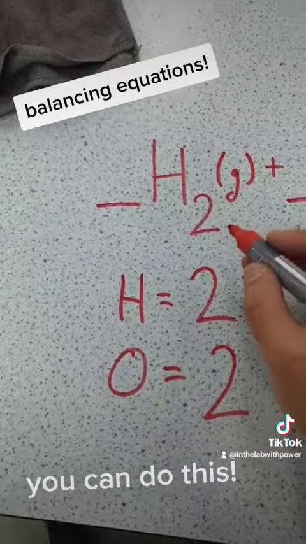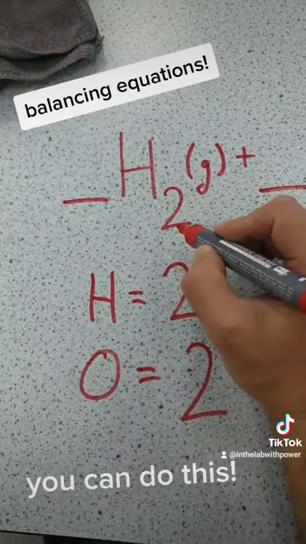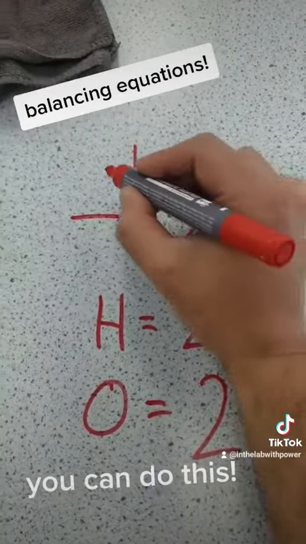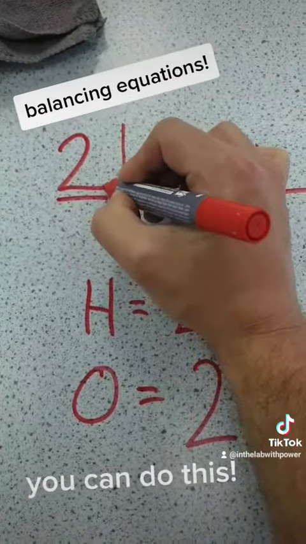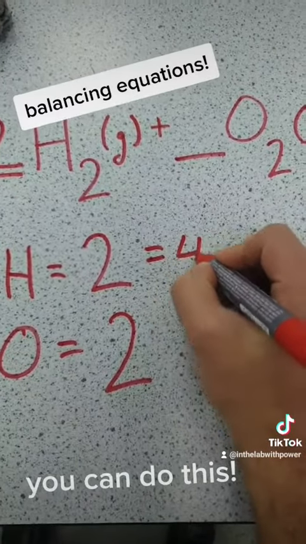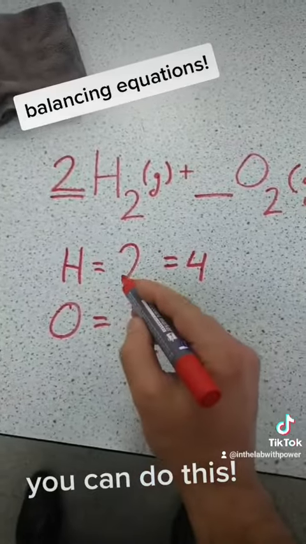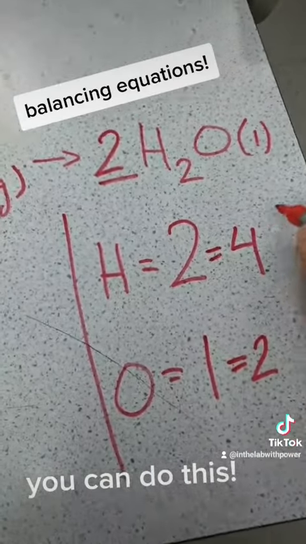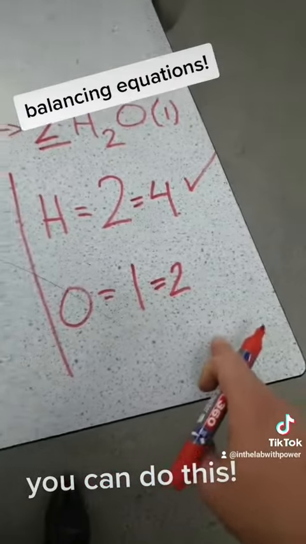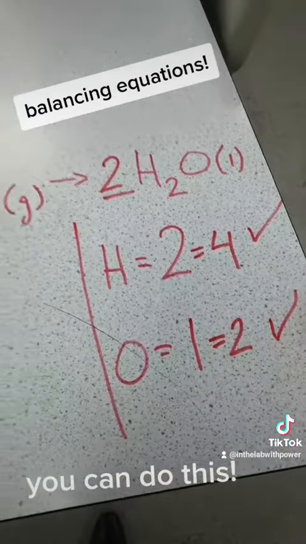So again, easiest way to do this is look at our 2. How do we get it to be the 4? Multiply that by 2. If we multiply that by 2, this now becomes a 4. And now 4 hydrogens on the left, 4 hydrogens on the right. Check. 2 oxygen on the left, 2 oxygen on the right. Check. All done.